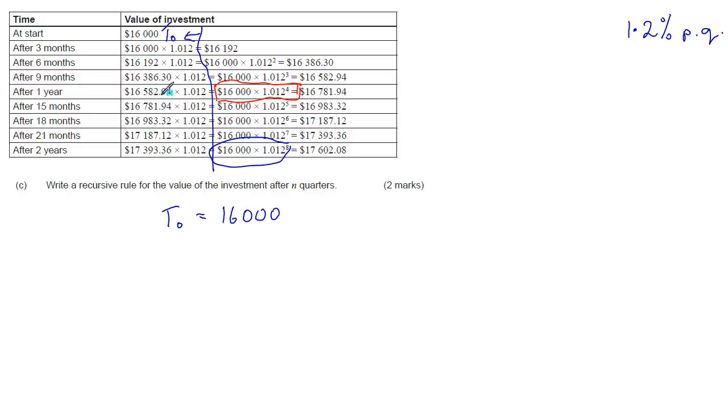Then what do we do to that? We multiply it by 1.012, and that will give us T1. And then we take T1 and multiply it again by 1.012 to get T2. So what we can say is that Tn is equal to the one before, Tn minus 1. It does say n quarters, so we need to have n just here. The one before is Tn minus 1, and we're multiplying that every single time by 1.012.